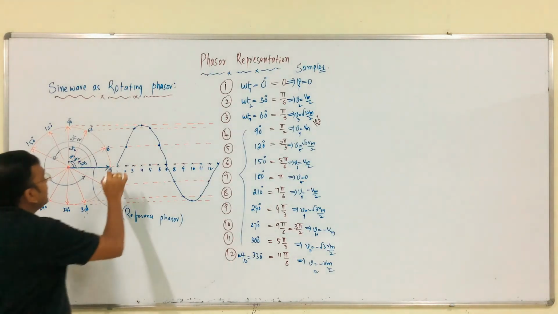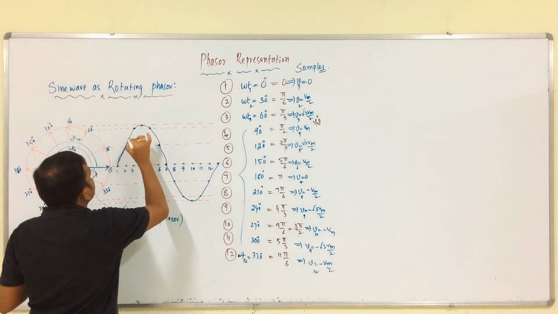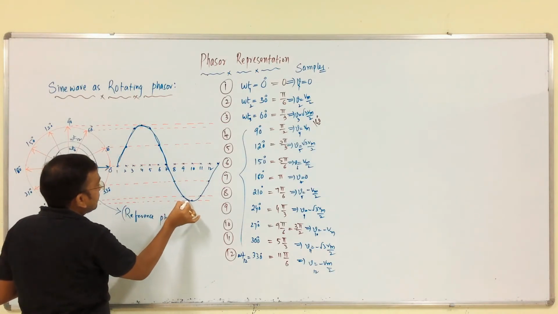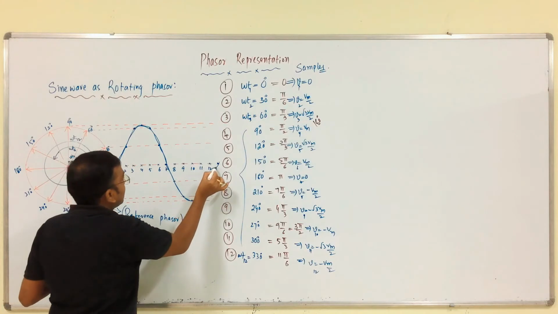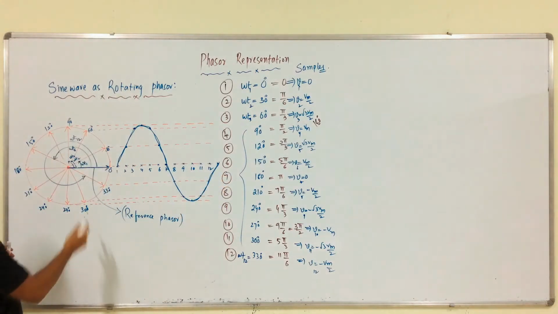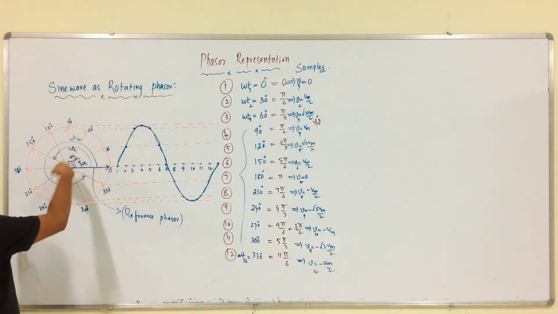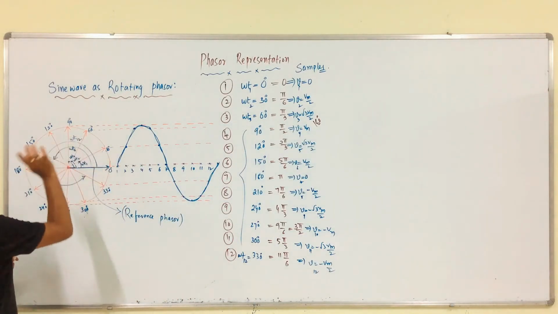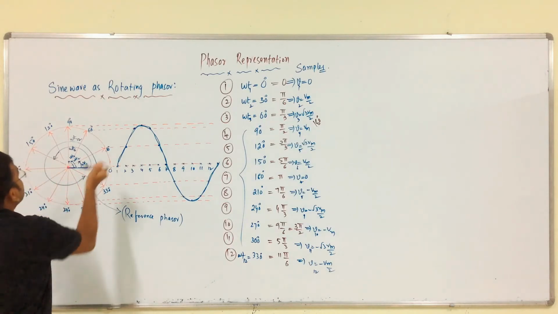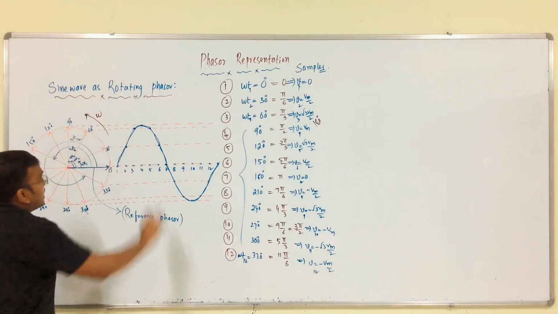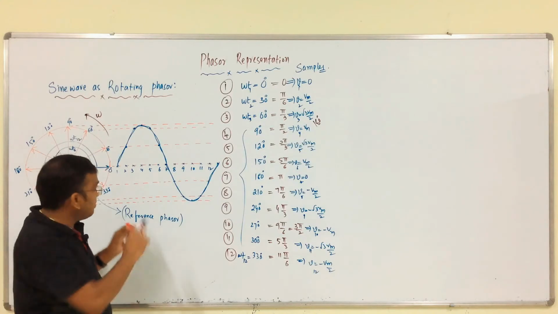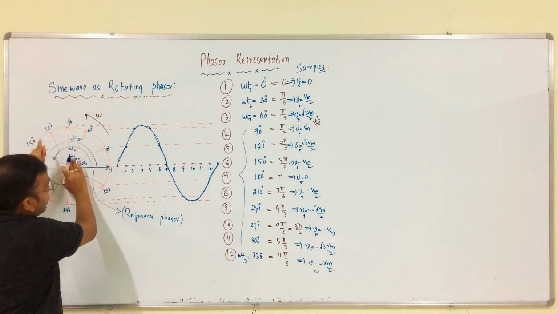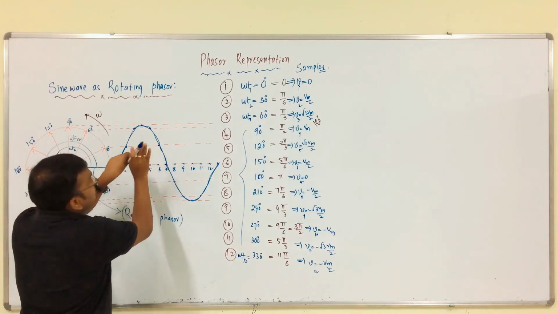This is the sine wave representation as a rotating phasor. The vector rotates in the anti-clockwise direction with an angle of omega t, with a speed of omega radians per second. It is nothing but the sine wave as a rotating phasor. With respect to the rotating vector only, we have to represent the sine wave.